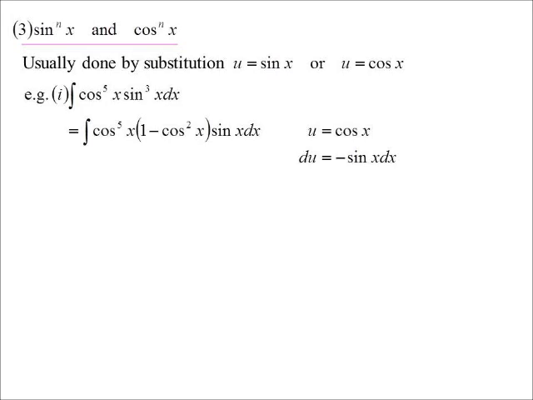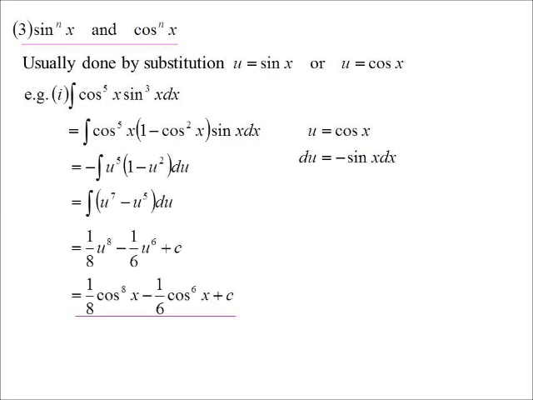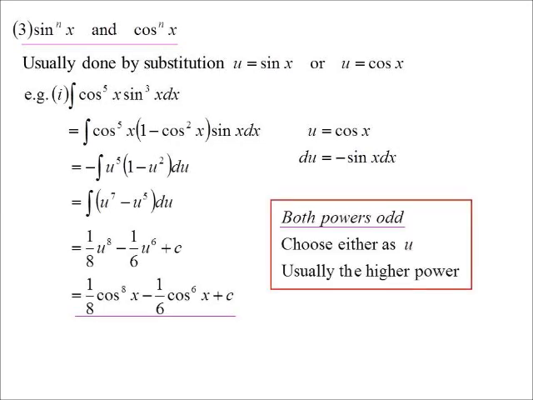So u equals cos x, du is minus sine x. Substituting in, again we just get some polynomials to play with, and there's our answer. So as I was saying, if both the powers are odd, it does not matter which one you choose as the u. Choose the higher power as the u, which means it's the lower power that you're going to rearrange. So the higher power was the cos, so that made u equals cos x. That meant I needed to pull out the sine x as the factor, which was the lower power. Okay, so that's both odd.